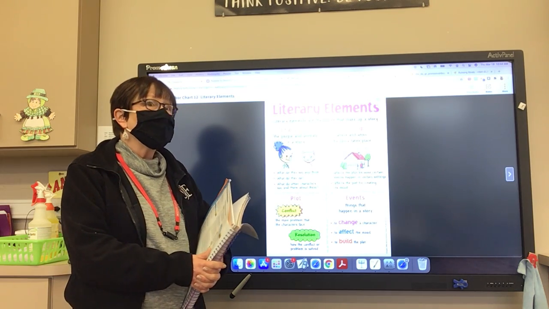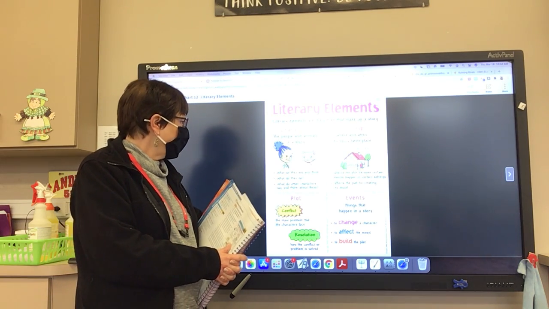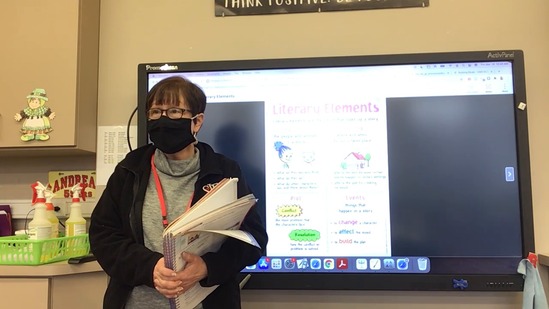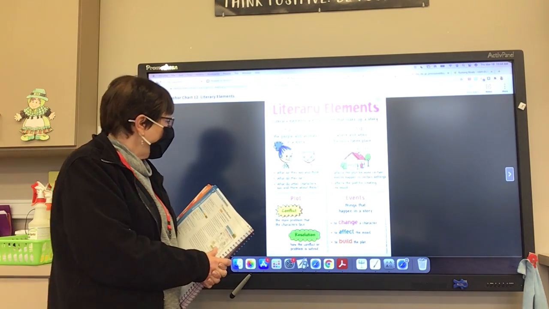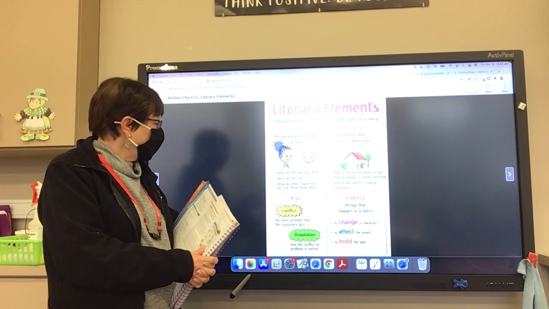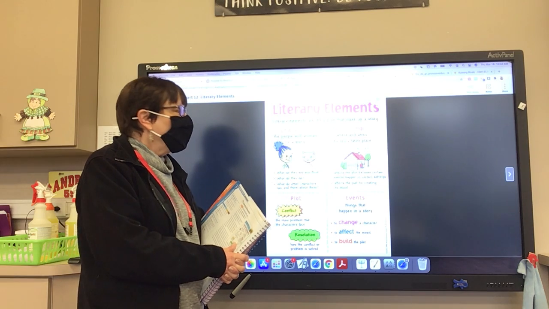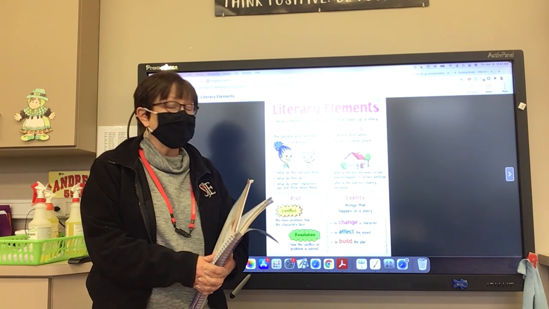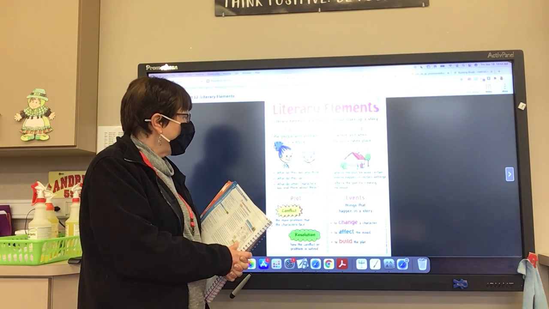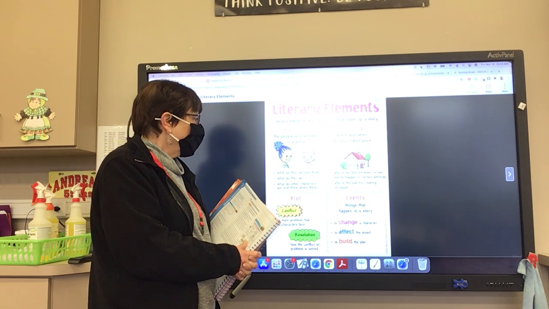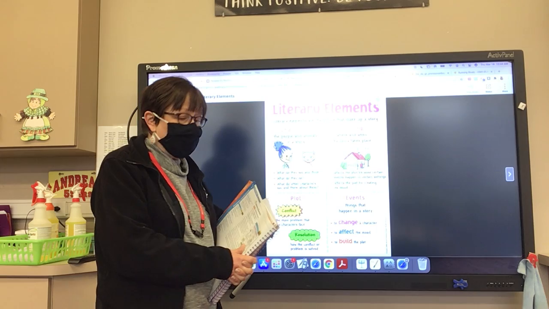And then we think about the plot. The plot has a conflict, and that's the main problem that the characters face in the story. We also have a resolution, and that is how the conflict or problem is solved. We also have the events in the story, and those are the things that happen in a story, the things that change a character, affect the mood, and build the plot.